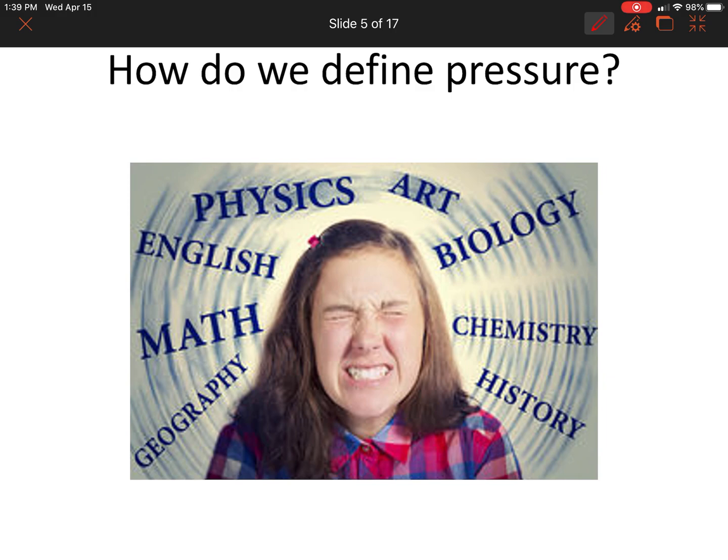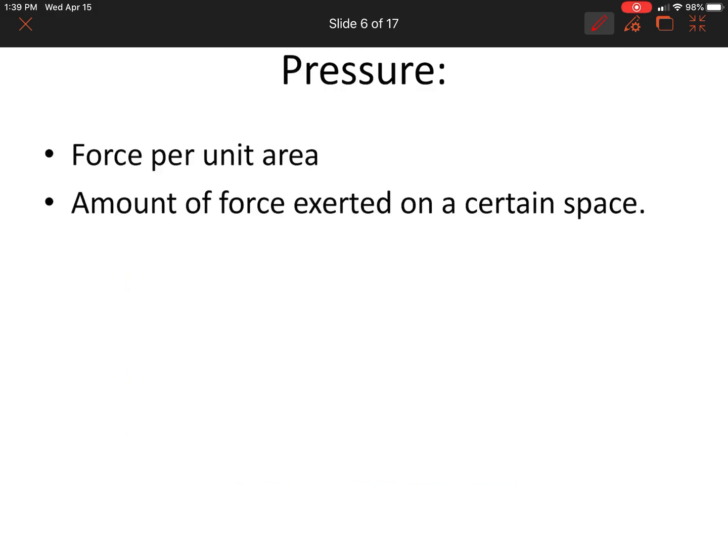But how do we define pressure in terms of a science term? We can define it as the force that exists per unit area. So lots of you probably thought about the word force in there.